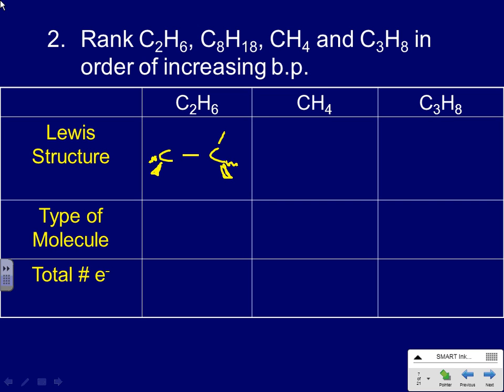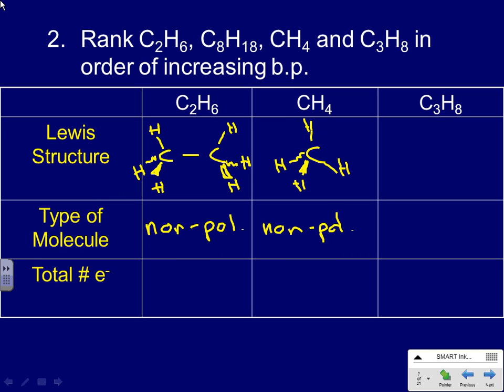This guy stick out here and go in there. And that's going to be H and H and H and H. And again, these are all going to point in opposite directions, and so it is non-polar. CH4 is easy to draw, again, as the 3D Lewis. H, H, H, H. Again, it is non-polar because all of those dipoles cancel out.